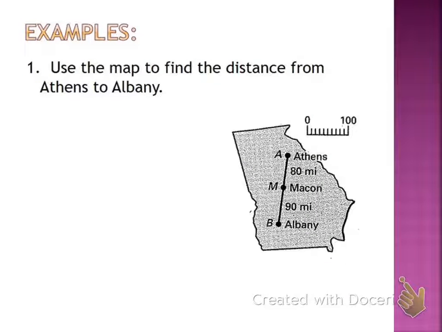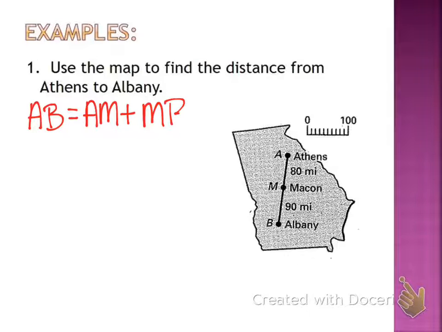In order to find the distance between Athens and Albany, we are going to have to use the addition postulate that we just learned on the previous slide. This is probably a problem you would have seen in elementary school. We know how to get from Athens to Macon in the middle there, and Macon to Albany at the bottom. In order to find the whole distance we need to travel, we are going to add those numbers together. So, to find the length of AB, I need to take the length of AM and add it to the length of MB. That is how I will set up this problem.